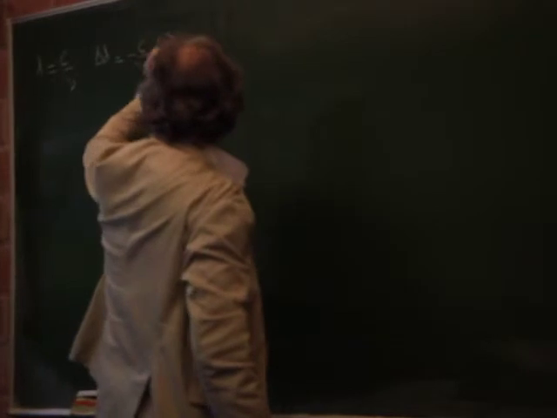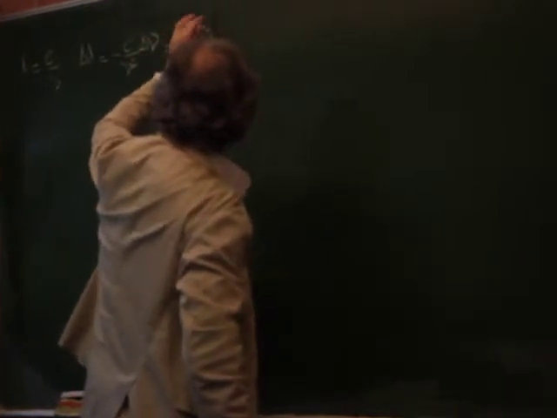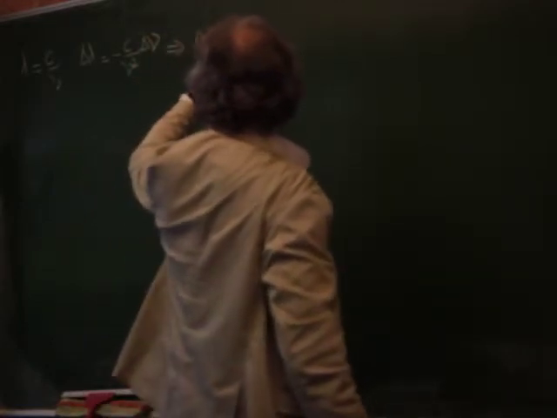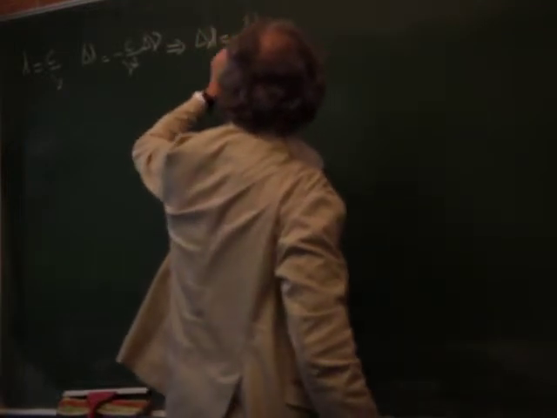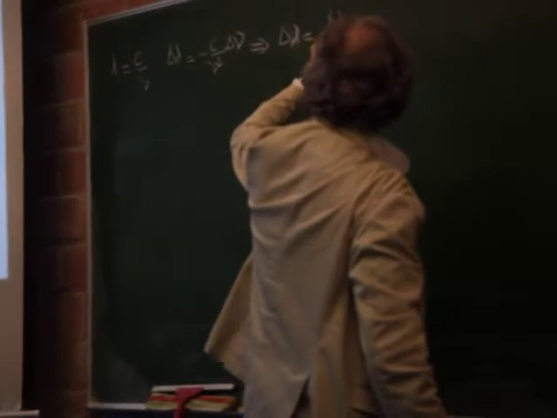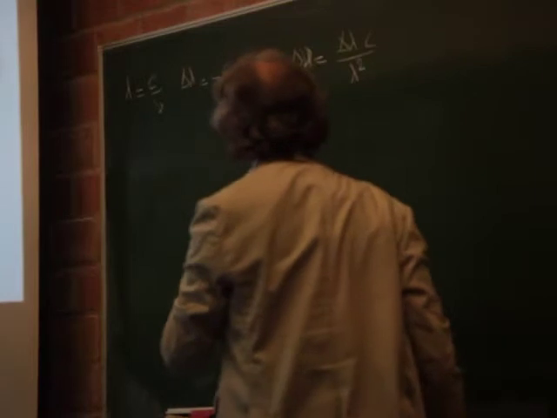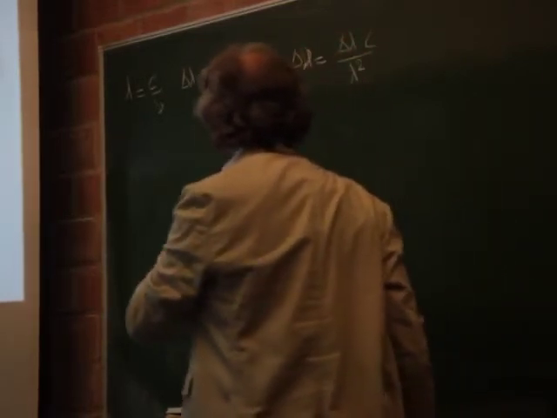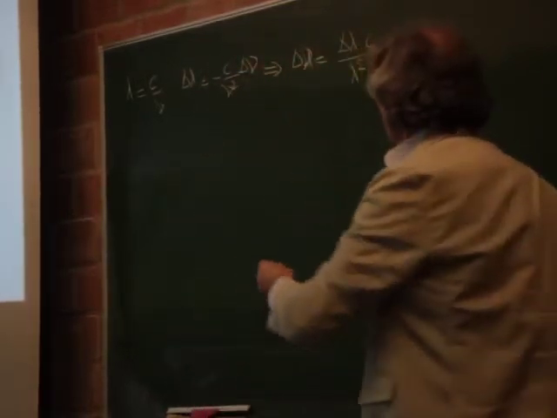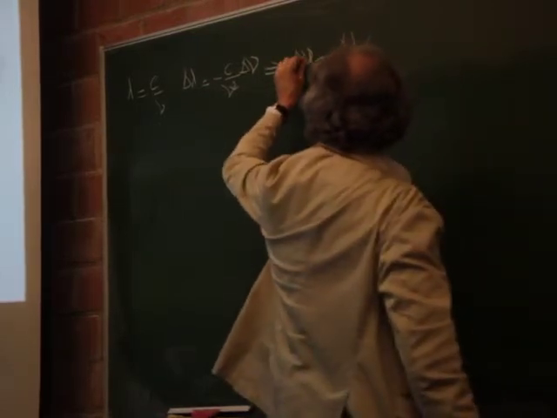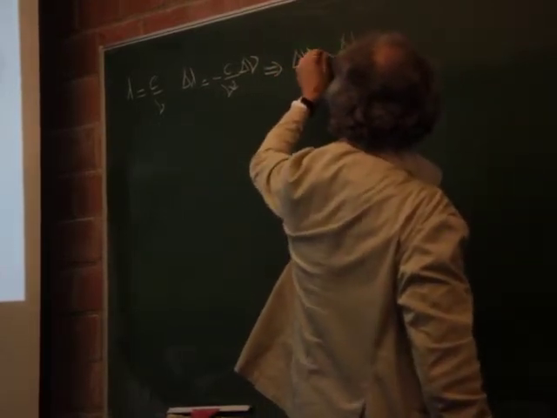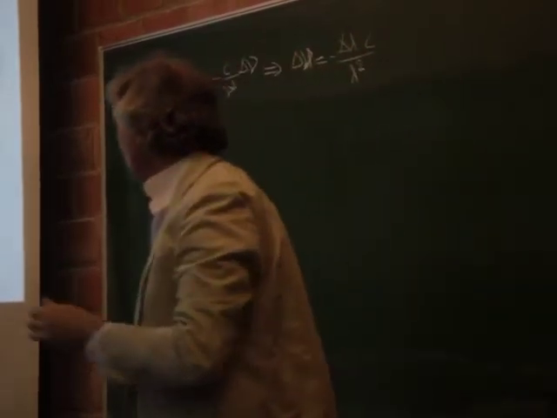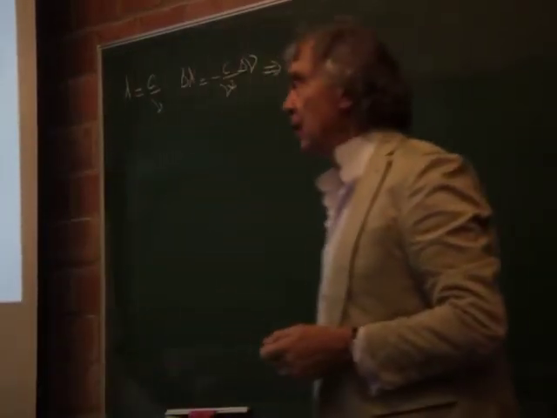And so delta nu is equal to nu squared, which is c over lambda squared, so it's delta lambda over lambda squared times c. Is it correct? Well, in principle, it should be okay. And of course these two are of different sign, because when you increase the frequency, you decrease the wavelength.